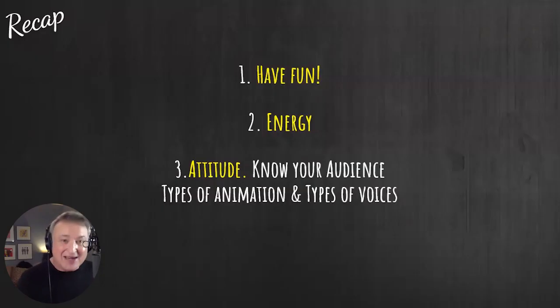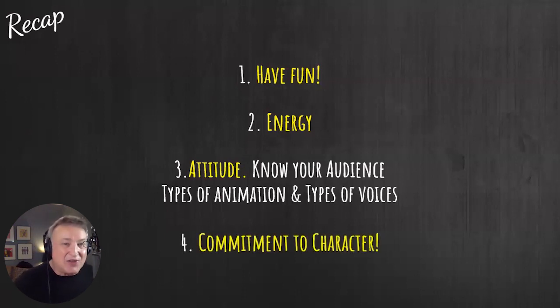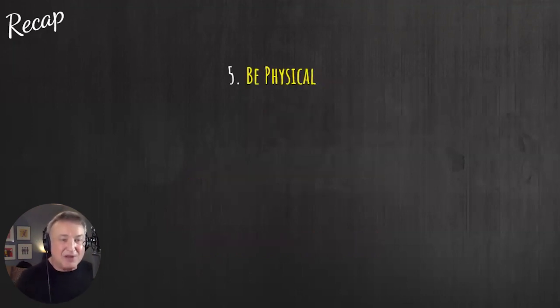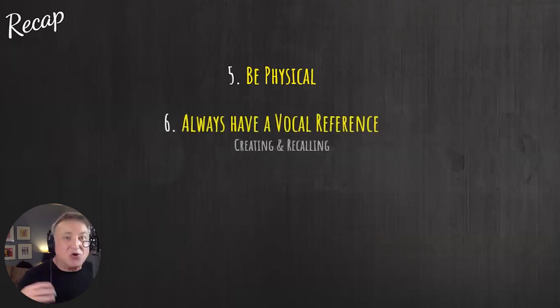Types of voices. I talked about cartoony versus natural versus accents. The fourth one is commitment to character. And that's knowing all the sound effects, how your character laughs and sneezes and chuckles and does all that kind of stuff. Next, be physical with your character, mimic the body language, and when you're in studio, become the character. Six was the vocal reference, right? Which is a great way to create characters, give it a laugh, and start talking that way. And it's also a great way to recall the characters.